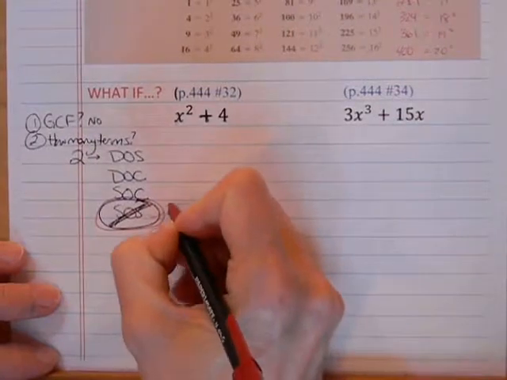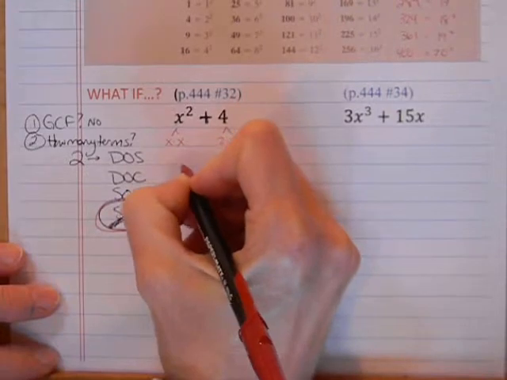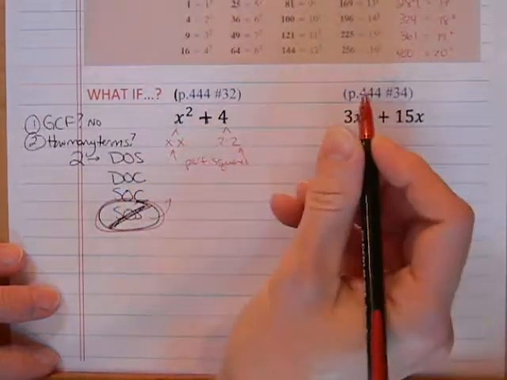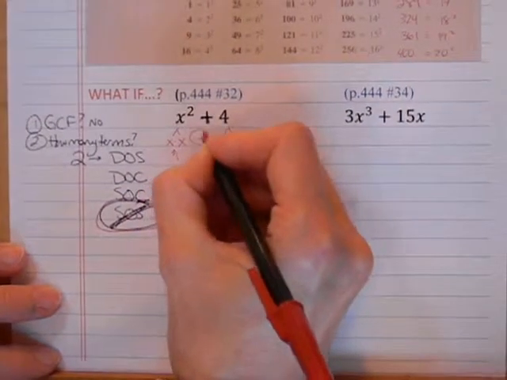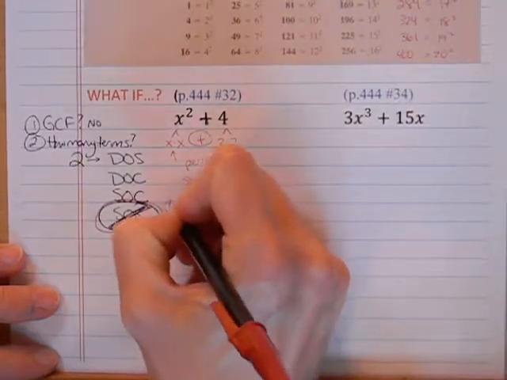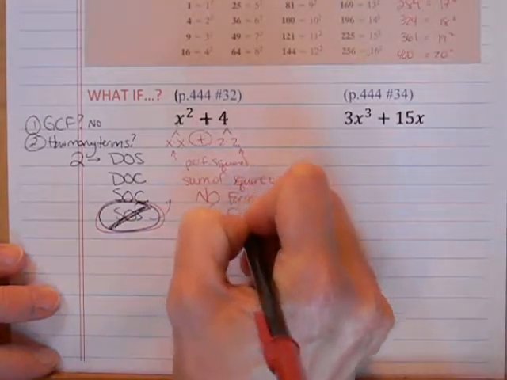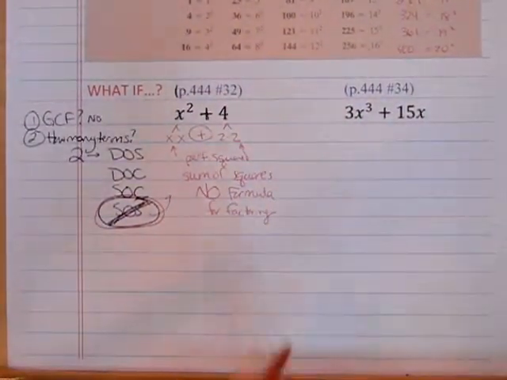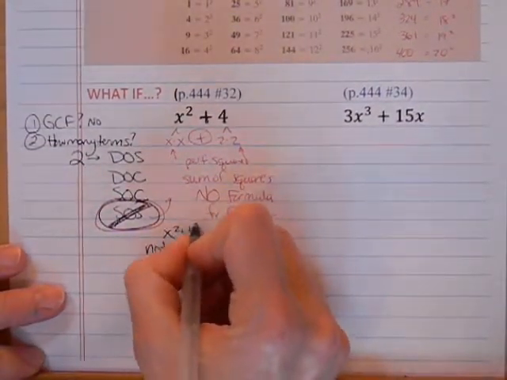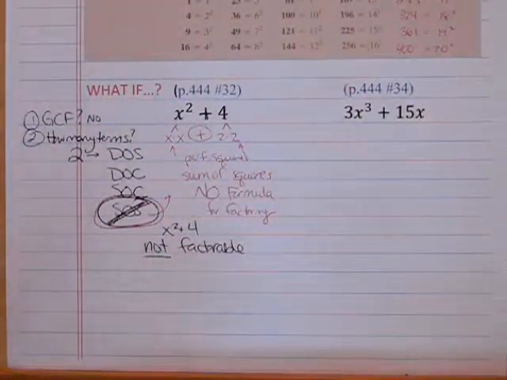And in this case, that is what we have. We have x squared is x times x, 4 is 2 times 2, so those are perfect squares. Both the 4 and the x squared are perfect squares, but we are adding, so sum of squares, there's no formula for that. So there's no formula for factoring sum of squares, so this one is done. This one is not factorable. So x squared plus 4 is not factorable.